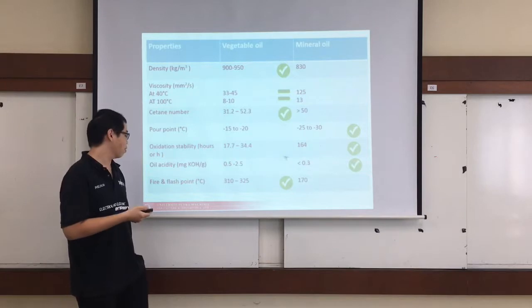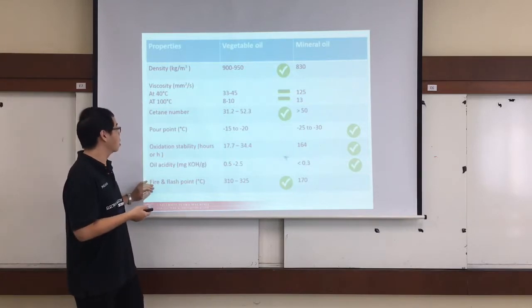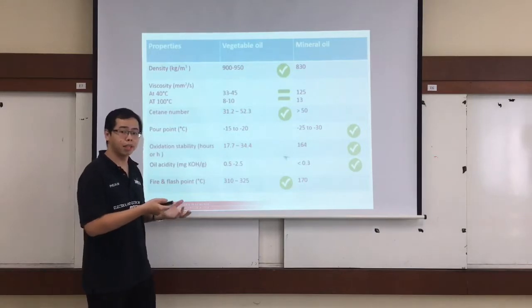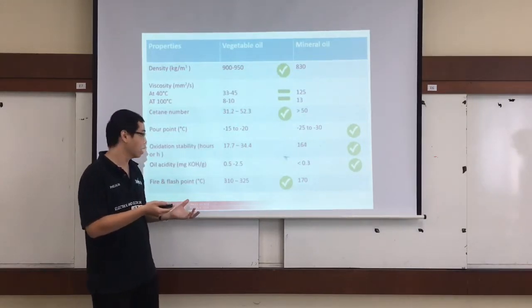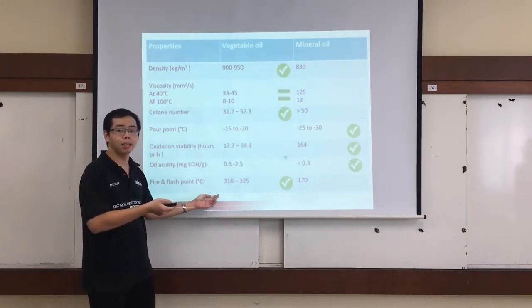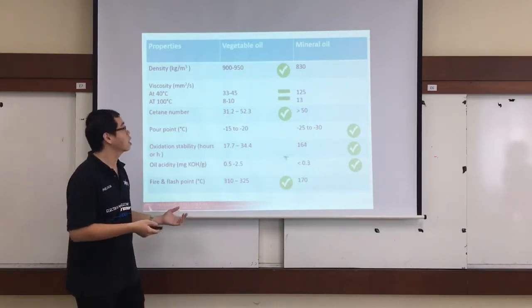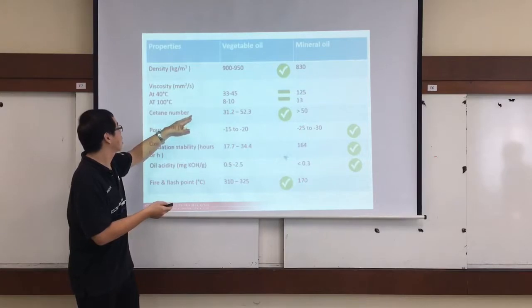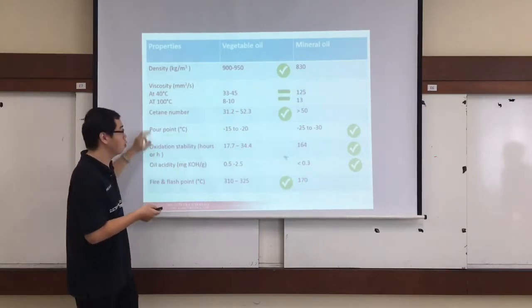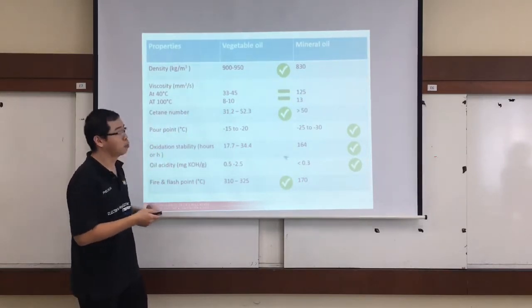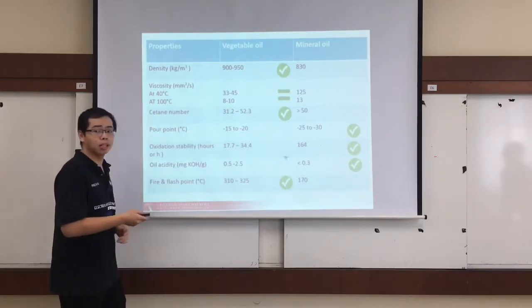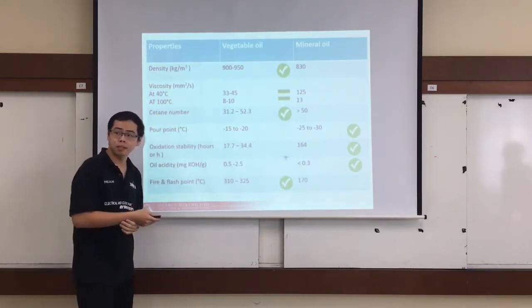And then the last one is the fire and flash point. These properties are somewhat related to the cetane number, which determines the flammability of the insulating oils. The higher the flash point, the better. So in this case, vegetable oil is better, which relates to the cetane number. You see, in both aspects, vegetable oil is better than mineral oil. And I think this is all the comparisons. Then I will pass to my friends.